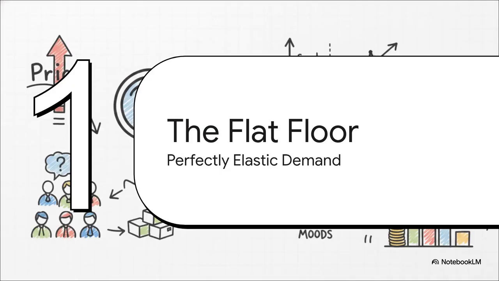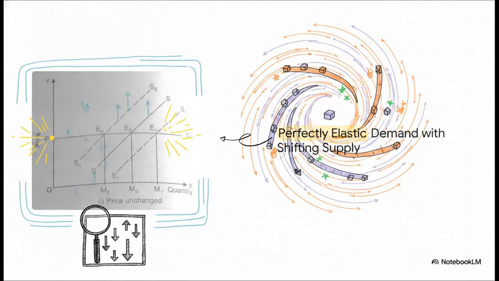Moving right along to part 2, let's look at panel 1, the flat floor. Now, what's really interesting about this slide is the precise geometry at play. Look at the demand curve there, labeled D. Notice how it's drawn as a horizontal straight line running completely parallel to the x-axis. This is our perfectly elastic demand. It forms a flat horizon line, basically a floor that the price rests exactly upon. Let's see what happens when suppliers try to change things up in this kind of environment.